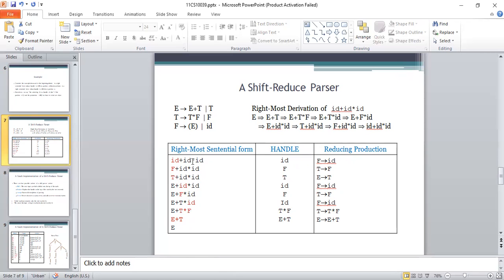So from the input string, from the leaf node, we are moving to the root node. So this is called bottom up parsing. For the given input string, you have to parse and you should get the start symbol. Always you are parsing from the leaf node to the root node here.